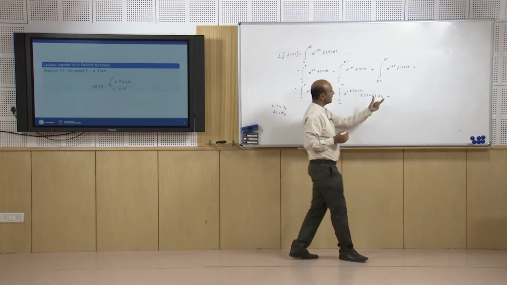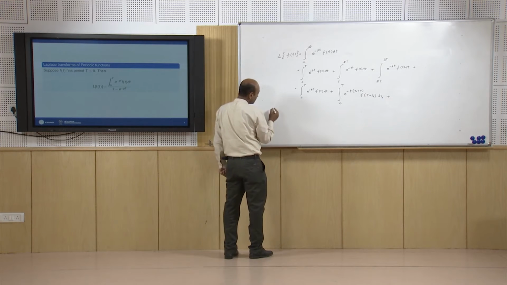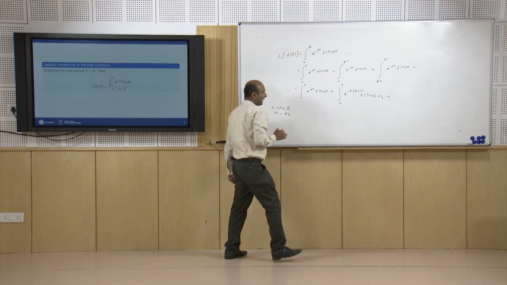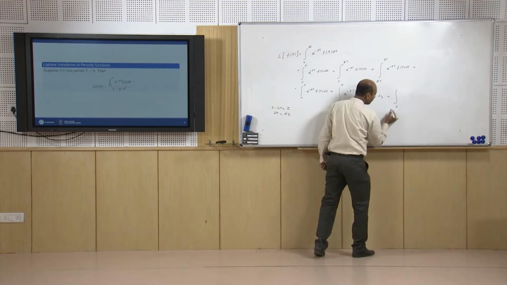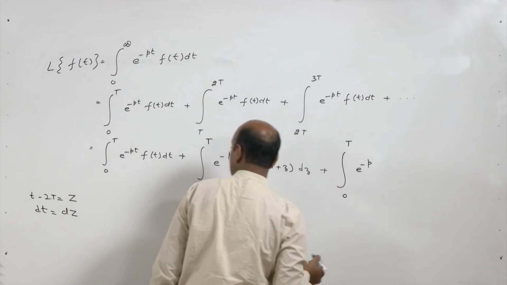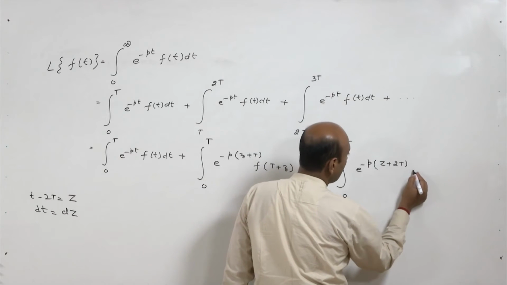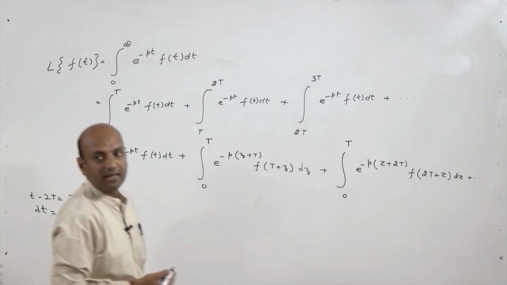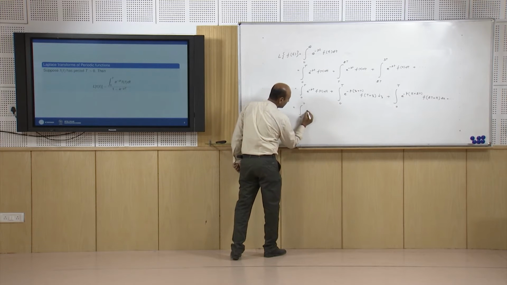Now for the next integral, again suppose t minus 2T is capital Z. So dt will be nothing but dZ, and when small t is 2T, capital Z will be 0. And when it is 3T, 3T minus 2T is capital T, so capital Z will be T. Small t is capital Z plus 2T, so e^(-p(Z + 2T)) f(2T + Z) dZ, and so on. In the same way we will get the other terms of this infinite series. So this first integral remains as it is: integral 0 to T of e^(-pt) f(t) dt.